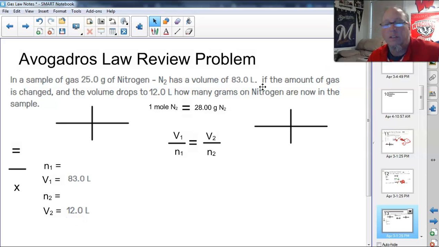But we've done this now for a couple of months. If you know the grams of nitrogen, you can get to the number of moles. So if I have 25.0 grams of nitrogen, I would use a periodic table. Keep in mind it's N2. So when you find nitrogen on the periodic table, it's going to have a molar mass of 14 grams per mole. But it's N2, so we have to double the 14. That's where you get the 28 from, because 14 plus 14 is 28.